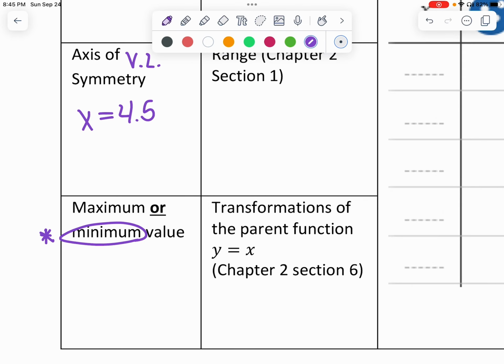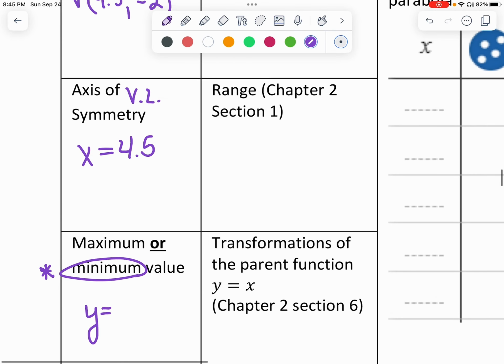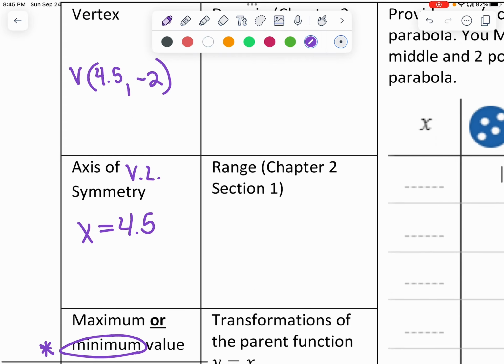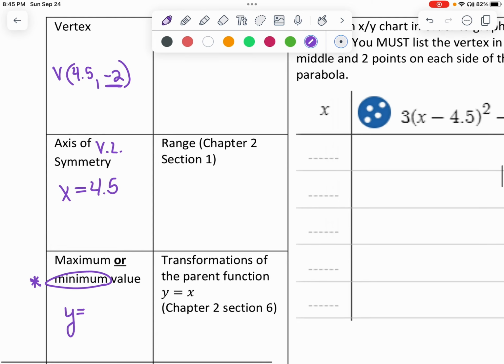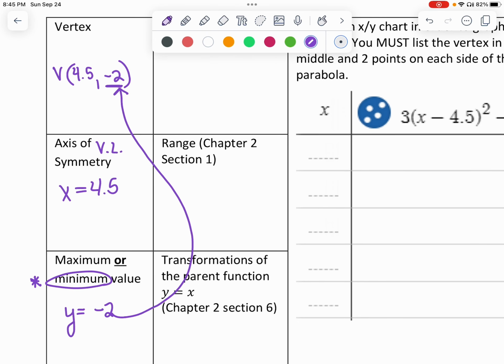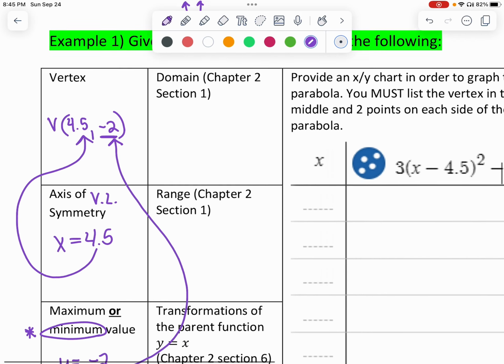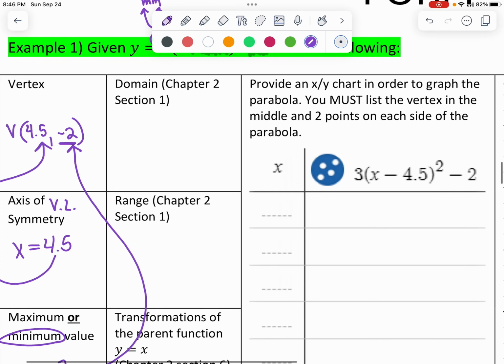Now, the minimum value is a y value. It's the lowest point on the graph, and in this case, it's going to be this y value of -2. So I'm going to write y equals -2. I'm going to draw an arrow so you can see where it came from. So you see the axis of symmetry came from the vertex and the minimum value came from the vertex. Some of you might not have grasped why it's a minimum and not a maximum, but I will show you on the graph. So visual learners, just hold on, it's coming.